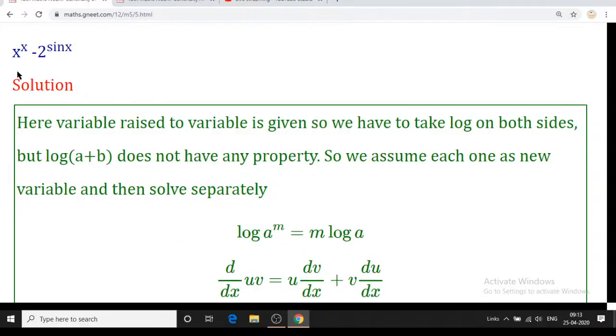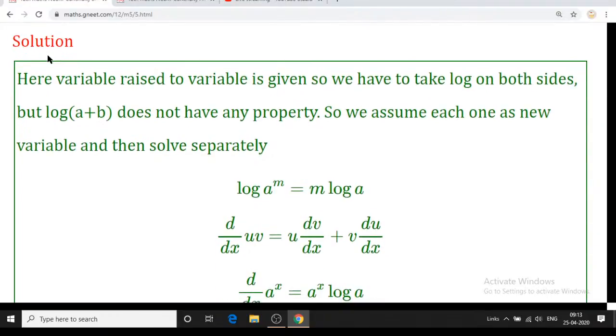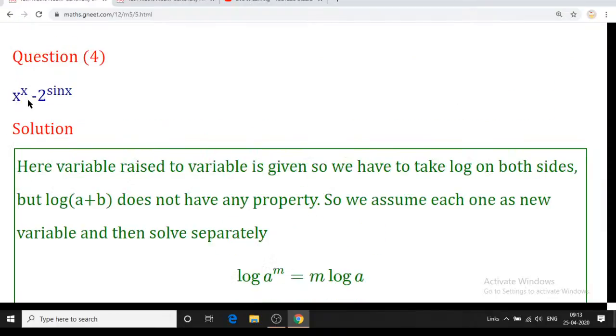Now without log we cannot find its derivative. So this part we always solve as follows: first we'll assume this x raised to x is a new variable. We'll differentiate that.